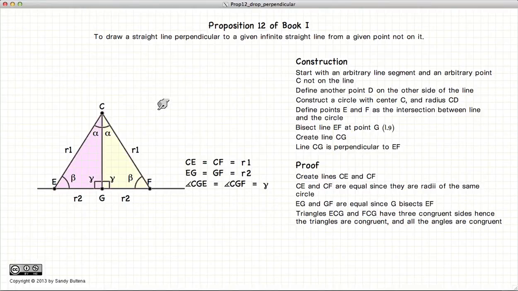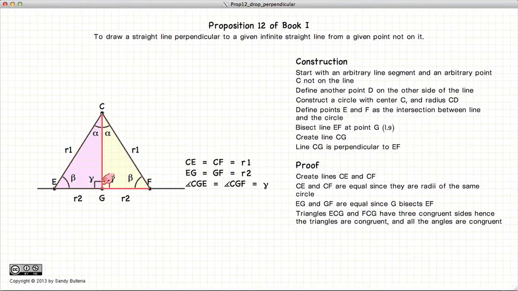Now let's look at the two triangles. We have R1, R2, and length CG. So we have two triangles where all the sides are equivalent, which in this case means the interior angles are also equal.